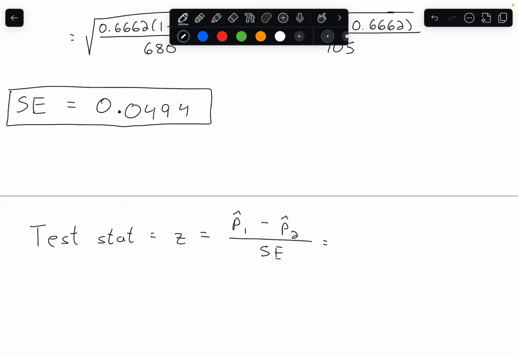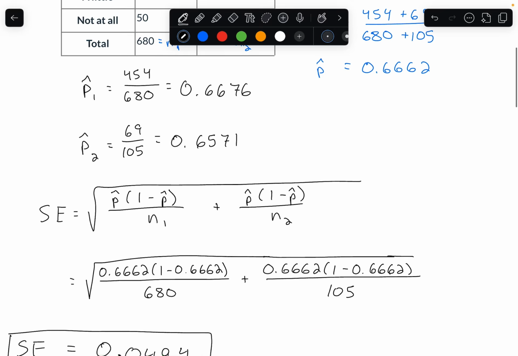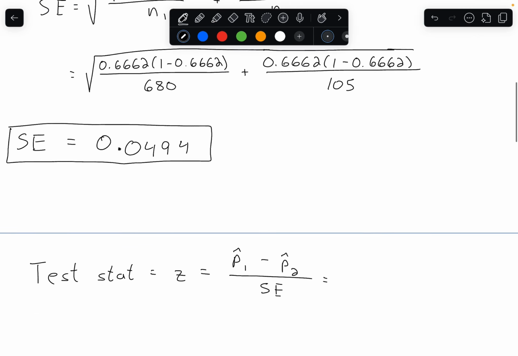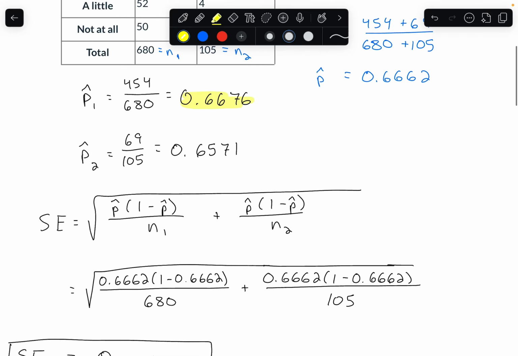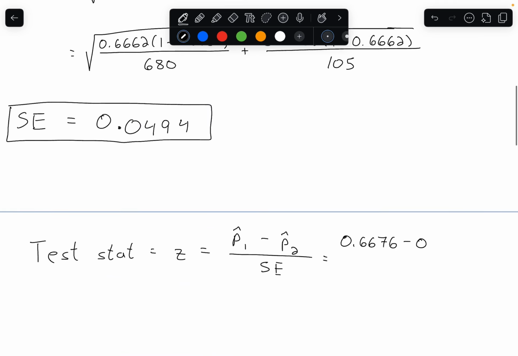So I need to go back and find what I said p-hat 1 and p-hat 2 were. So scrolling back up here, we said p-hat 1 was 0.6676. So let's go ahead and write that down. 0.6676 minus p-hat 2. Let's go take a look there. P-hat 2 we said was 0.6571, so minus 0.6571 divided by our standard error, that's what we just found last time, 0.0494.